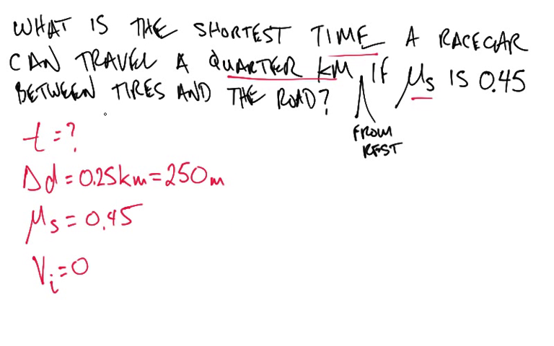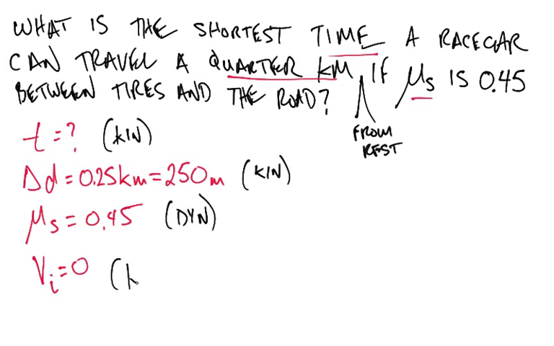So how do we solve this? Well, first things first, let's actually find where these variables belong. Delta T, or T, is a kinematics concept. Delta D is a kinematics concept. Mu, force of friction, is a dynamics concept. And VI is also a kinematics concept. That means this problem involves both kinematics and dynamics.